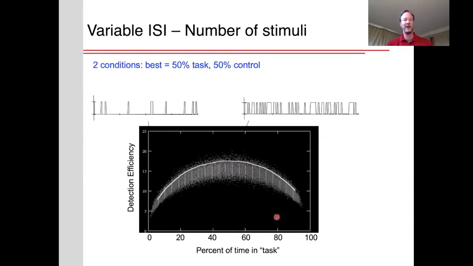What about the number of stimuli that you should have? So if you're considering 2 conditions, like a task and a control condition, here what I'm plotting is the detection efficiency. Again, this is using a fixed response shape, but you'd actually find the same thing even for the deconvolution kind of analysis. And I'm plotting this versus the percent of time spent in the task state. And what you find out is that the optimal kind of design is where you balance the amount of time spent in the 2 different states, in this case, the task and the control state.